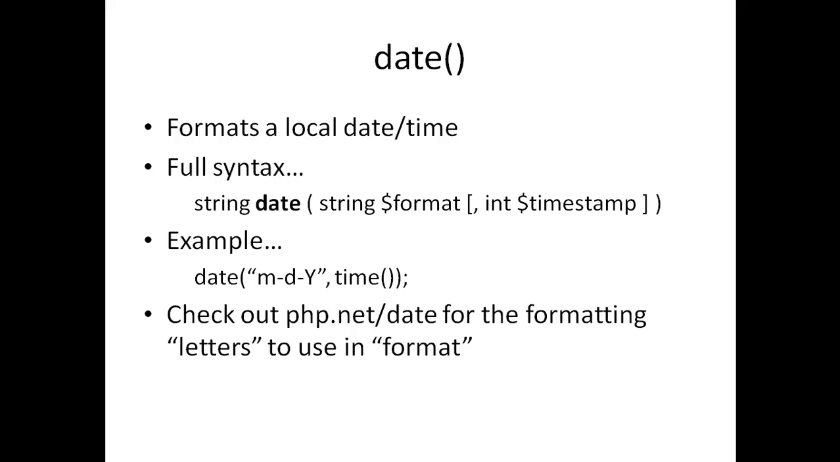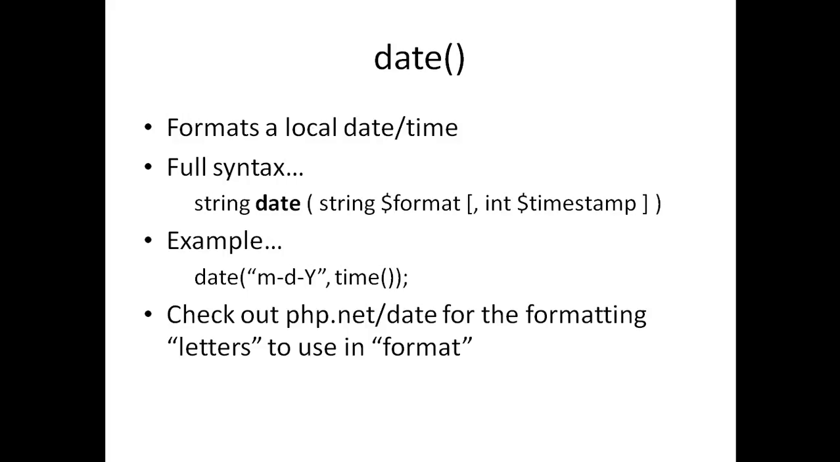Basically, check out php.net/date for the formatting letters to use in the format, meaning the lowercase m, lowercase d, capital Y. Check out php.net/date to find out other options. The dashes are going to be literally returned. Okay, so you'll have the month. I believe lowercase m and lowercase d return the month and the day with leading zeros, and the capital Y returns a 4-digit year. Okay, that's why there's all sorts of variations.